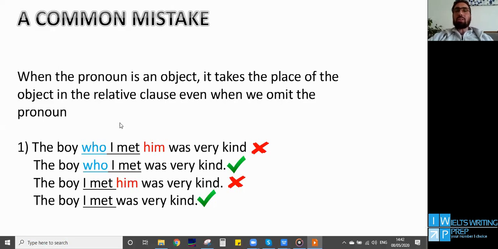When who, that, and which is an object, sometimes people repeat the object. And I think this is a translation thing. Some people translate from one language to another, and in their language they have a pronoun. So when they translate it into English, they repeat the pronoun. But in English, when who, that, and which is an object, it takes the place of the object. So the boy I met him would turn into the boy I met was very kind. Yes, definitely a literal translation, and many students seem to write this object pronoun because in their languages they have it, but in English we don't. So when who is an object, it takes the place of an object.